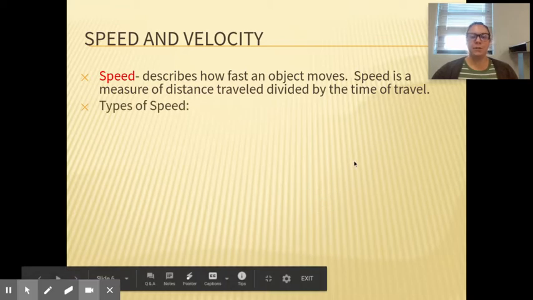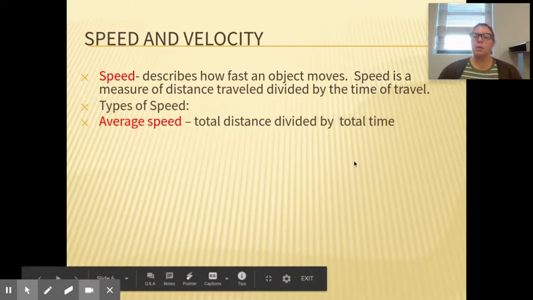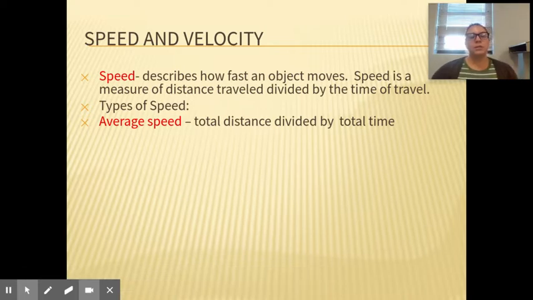Now, there's different kinds of speed. There's average speed, which is going to take your total distance divided by your total time. So this would be like if it takes you, let's say, 10 minutes to get to school and you live 5 miles away, you would use your 5 miles as your distance and your total time as 10 minutes. And you would set that up that way.